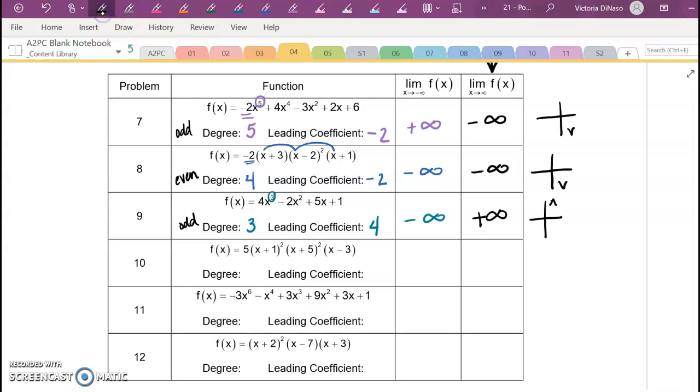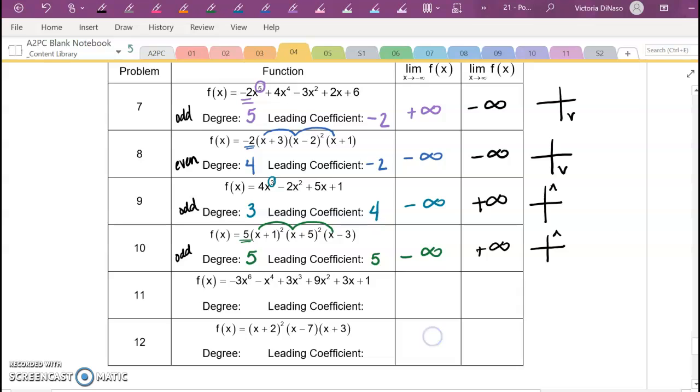And number 10, we have 1, 2, 3, 4, 5. My degree is 5. My leading coefficient is that very first number, a positive 5. So if we were to draw a rough graph over here, I would put an up arrow. So we have positive infinity. Now the degree is 5, which makes it odd. And since it's odd, they're going to be opposites. We have negative infinity. So we're always filling in the right-hand side first.